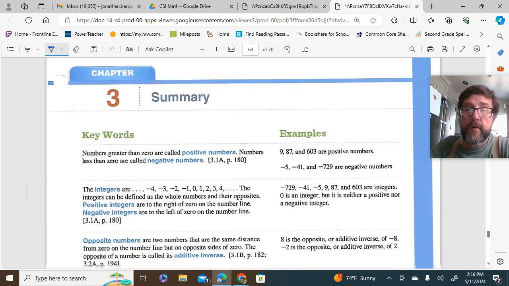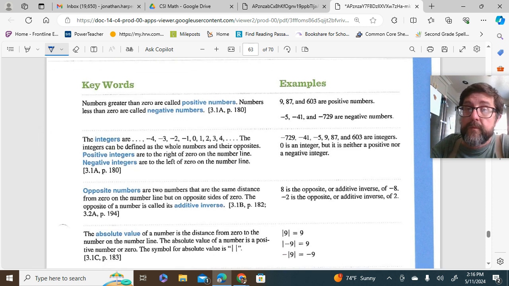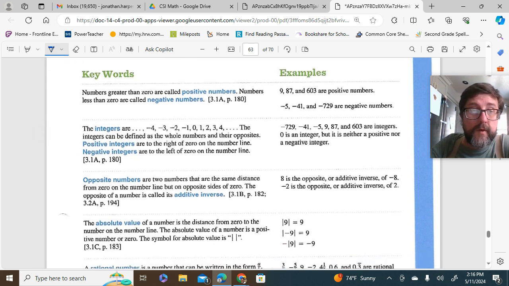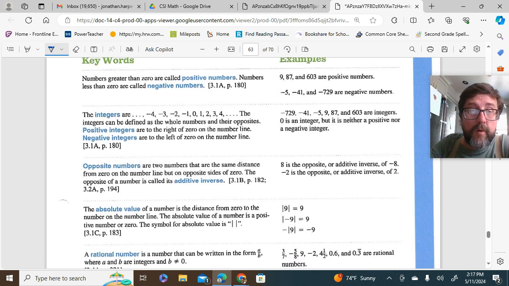Now we're on the Chapter 3 Summary. Keywords. Numbers greater than 0 are called positive. Numbers less than 0 are called negative numbers. There are examples over there. The integers are -4, -3, -2, -1, 0, 1, 2, 3, 4, and so on. The integers can be defined as whole numbers and their opposites.